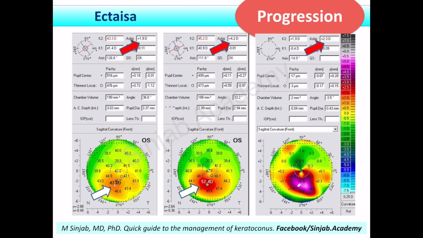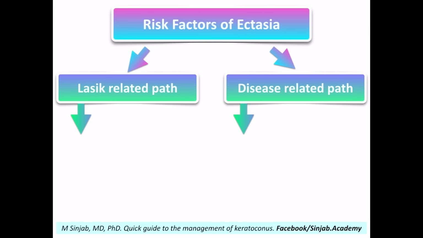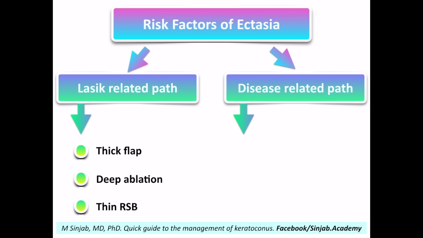Now let's talk about the risk factors of ectasia. We have two paths, the LASIK-related path and the disease-related path. The LASIK-related path is related to the thickness of the flap and the ablation depth and the residual stromal bed. Of course, if we have a very thick flap or very deep ablation or very thin residual stromal bed, we have a very high risk of developing ectasia.